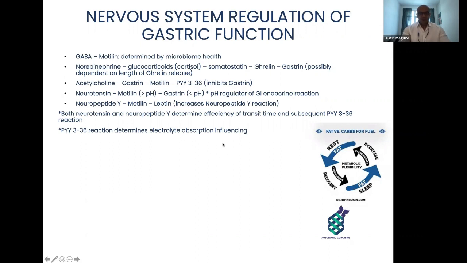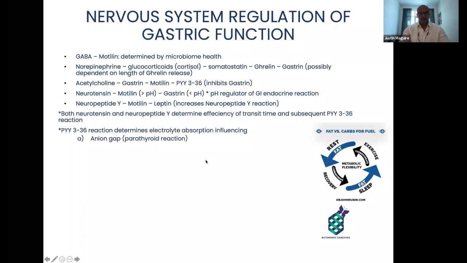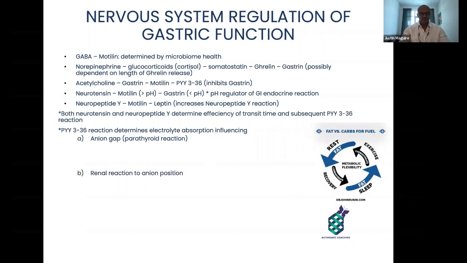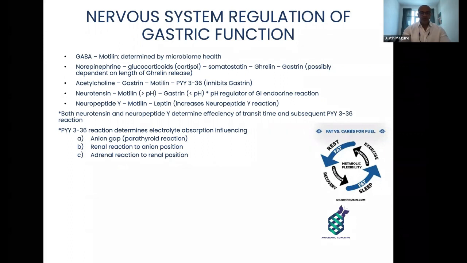Electrolyte reabsorption, PYY336, it impacts the anion gap, okay, so the balance between chloride and bicarbonate. It also impacts the cations, sodium and potassium, which has an impact on the parathyroid reaction, as well as calcium and phosphorus utilization. It helps to also regulate renal reaction to anion position. So in other words, it has a positive subsequent follow-up impact onto the adrenals and their subsequent activity in the release of aldosterone. PYY336 also affects adrenal reaction to renal position, so restores the adrenal glands. Overall influence on autonomic tone and metabolic flexibility is huge with the utilization of PYY336. Very important, if you are going to use this peptide, no more than 200 micrograms a day is suggested.